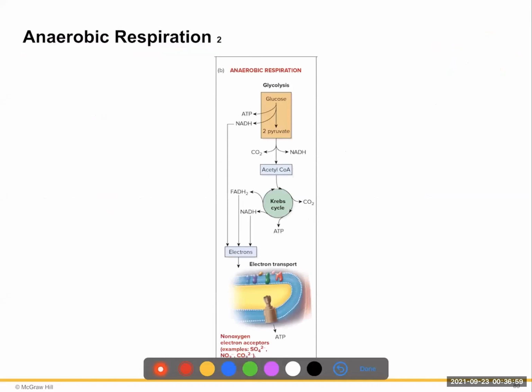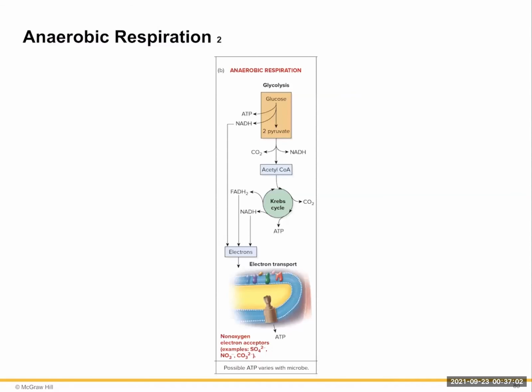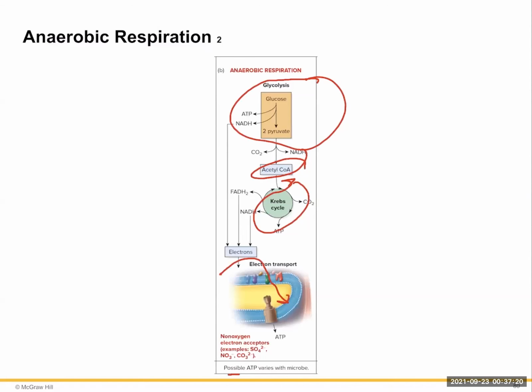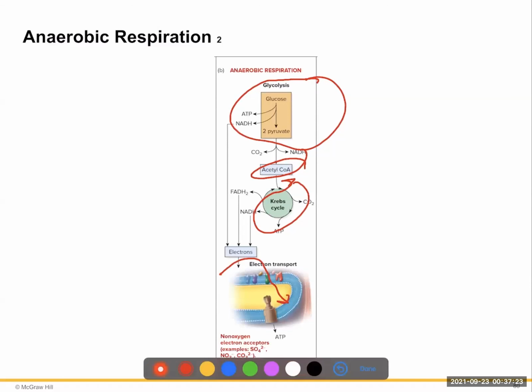So here's your anaerobic respiration. Okay. Again, you still have glycolysis. Acetyl coenzyme A runs through the Krebs cycle, gets to your electron transport chain. It's not as efficient, okay, but it goes to SO4, NO3, CO3, one or the other, but the possible ATP varies with the microbe, how they're going to produce it. What they can use as a final acceptor. It's not going to be 38, but it's going to be somewhere lower than that. And that depends on the microbe, what they're going to use as a final acceptor for the electrons. So it's not as efficient as aerobic respiration.